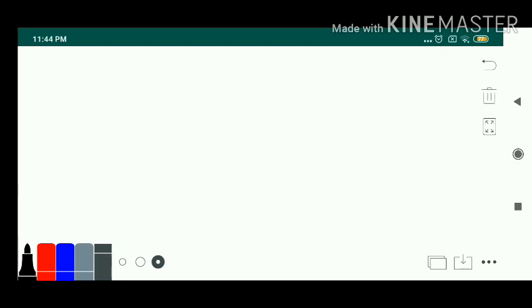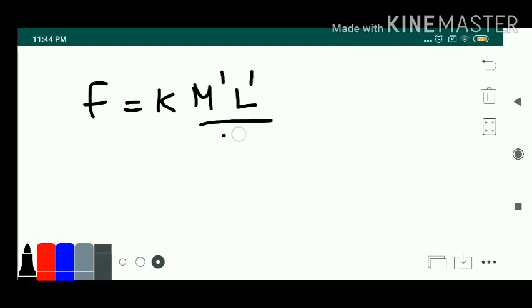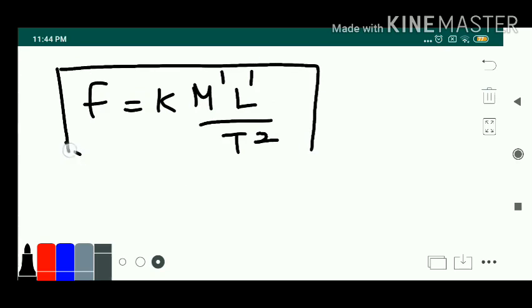So that means this block which is experiencing a force, that force dimension is equal to K m raised to a, where a's value is 1, L raised to b, b's value is 1, and t raised to -2. I have just written it as a denominator. Same as our force equation.